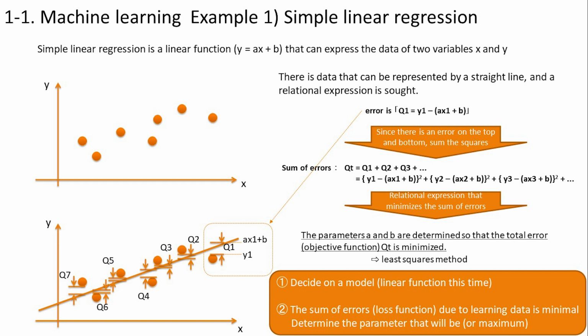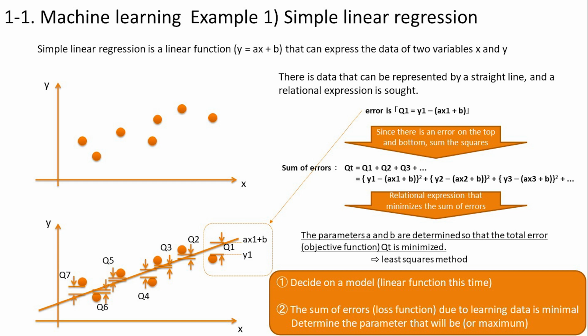Considering the rightmost plot, the error from the line of the desired linear function is the actual value of y1 minus the value of the linear function, a x1 plus the value of b. The same thing can be said for all plots, so if you add them all, you can find the total error. However, since it depends on the plot whether the error occurs on the top or bottom, the squares are summed. The parameters a and b that minimize the sum of these errors are the formula that expresses the relationship of this data. This is called the least squares method.